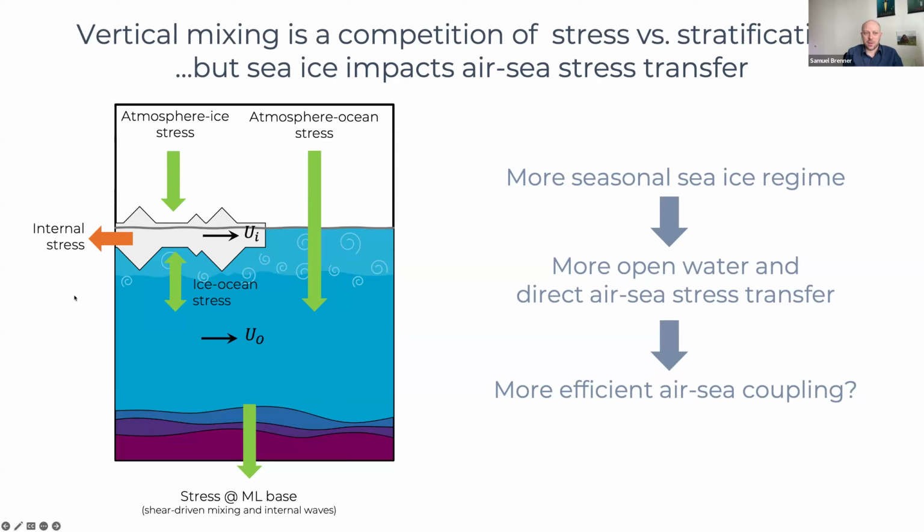And so because of that, there's this view that as we get into a more seasonal sea ice regime, there's going to be this increase of open water, and that's going to lead to more efficient air-sea coupling in the future. So the stuff I'm going to present today is trying to understand this progression a little bit. And what I'll actually suggest at the end of the talk is that it's less about this open water and actually more about a shift to a weakening of the mechanical strength of the sea ice and a decrease in these internal stress terms that are actually potentially going to have a bigger impact on future conditions of air-sea coupling.